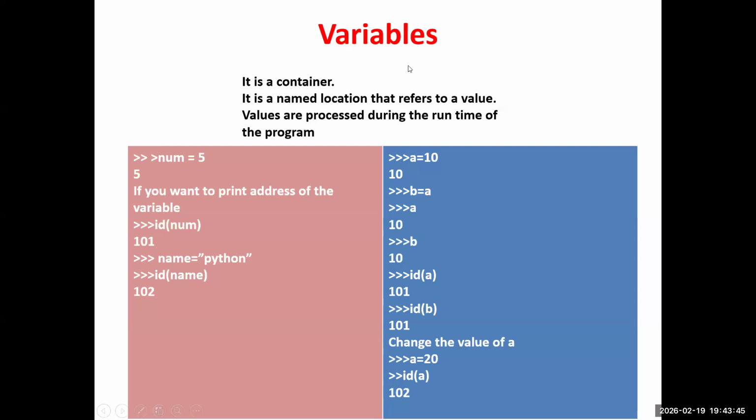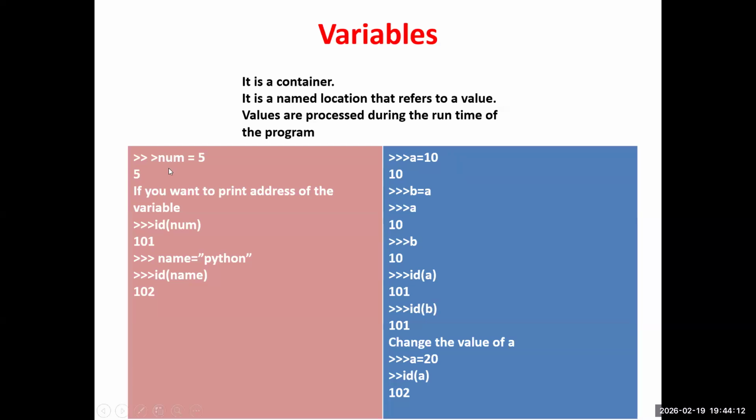Then I go for variable. Okay, so variable means it is a container. How do you define the name of the variable? With the help of an identifier, you can give the name of the variable. Okay, it is a named location that refers to a value. So the values are processed during the runtime of the program.